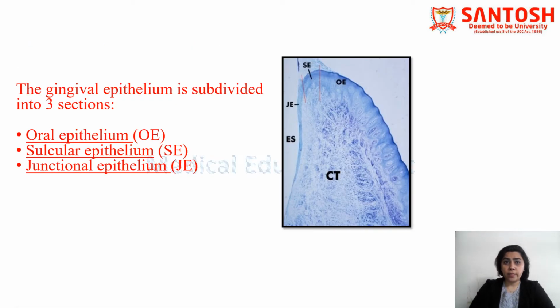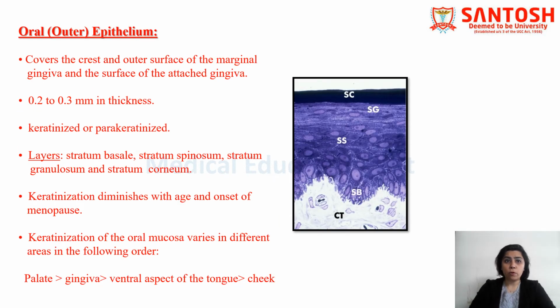The gingival epithelium, depending on these layers, is subdivided into three sections: the oral epithelium, sulcular epithelium and the junctional epithelium. Outer or oral epithelium covers the crest and the outer surface of the marginal gingiva and the surface of the attached gingiva. The thickness of this epithelium is 0.2 to 0.3 mm. It is keratinized or parakeratinized. The layers present in oral epithelium are stratum basale, stratum spinosum, stratum granulosum and stratum corneum.